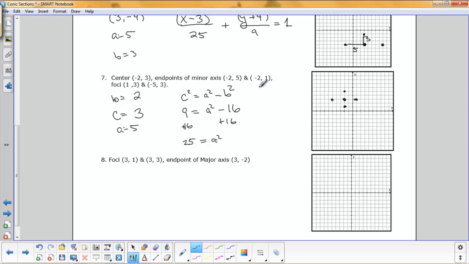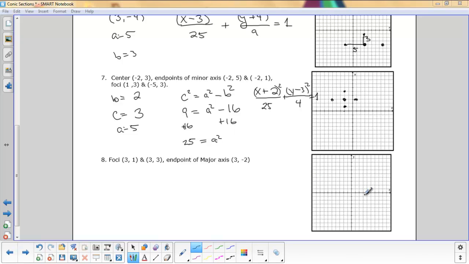All right, with that in mind, it's going to be x minus a -2, so that's plus, divided by A, which is going to be 25, plus y minus 3 squared divided by B, which is 4, and that's all equal to 1.